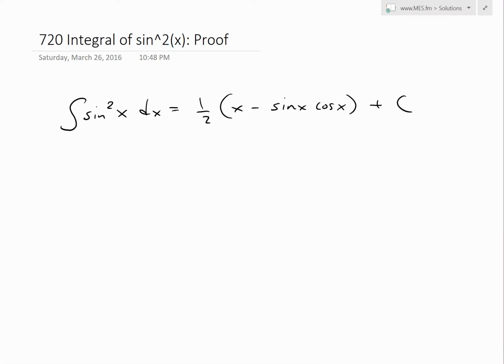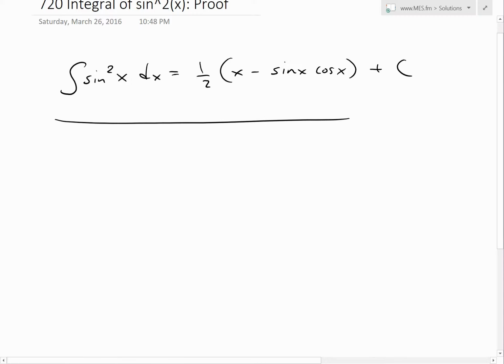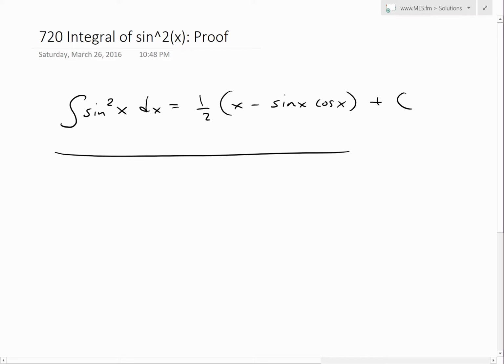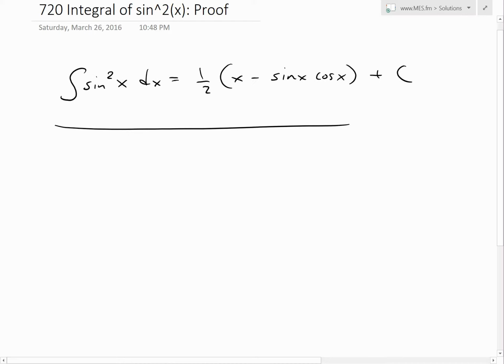Now the proof of this one is going to be almost identical to the proof that I went over in my last video on the integral of cosine squared of x, which was pretty much the same thing here, except instead of minus there's a positive. You add instead of subtract.